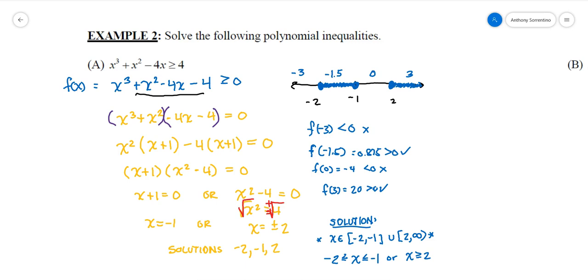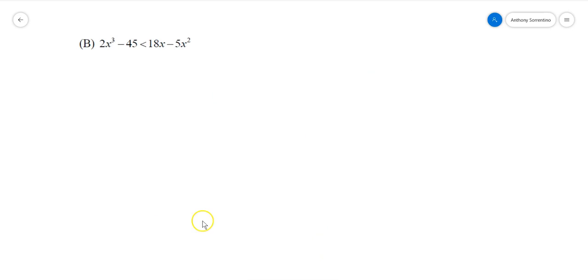So the interval notation just describes what the number line is showing you, whereas with the standard notation, you have to interpret what's going on, but that's not that difficult. So, moving on to B of this example. Here's B, another cubic polynomial inequality.